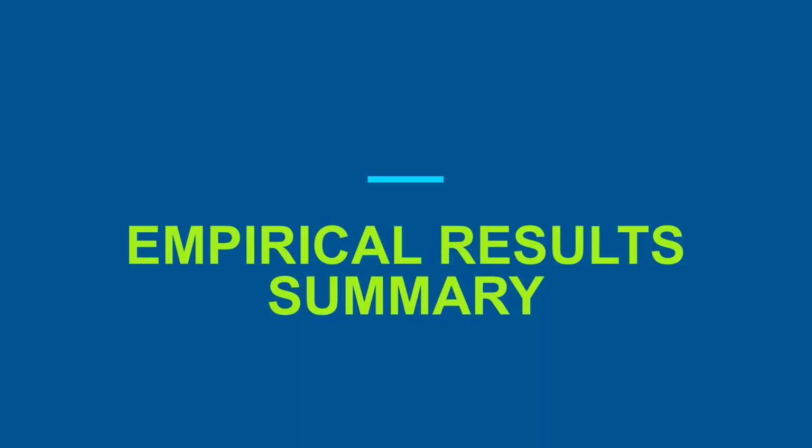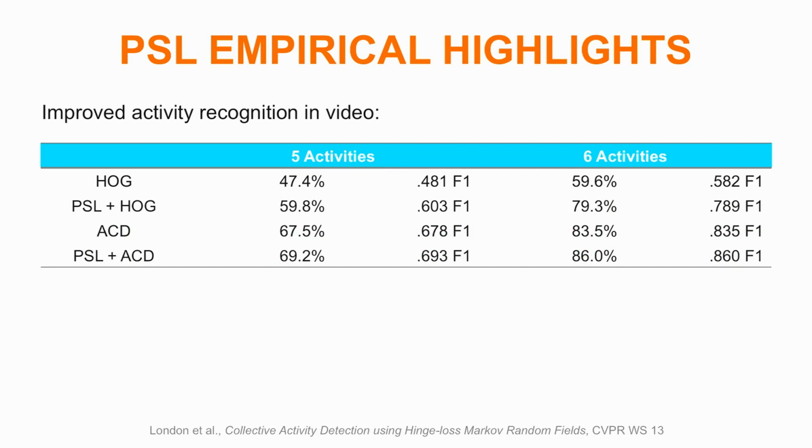How well does it work? Well, some results on different kinds of problems. This is a kind of standard one. A lot of our results look like this. This is an activity recognition and video problem where you use some simple local vision-specific features, and you don't do that great. You put PSL on top, and even with really simple structured rules, you are able to improve performance significantly.